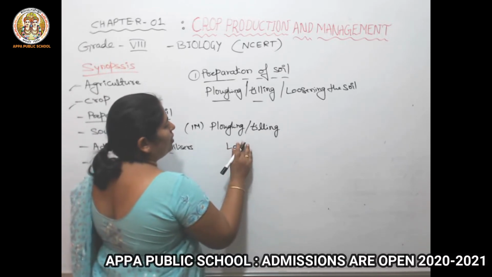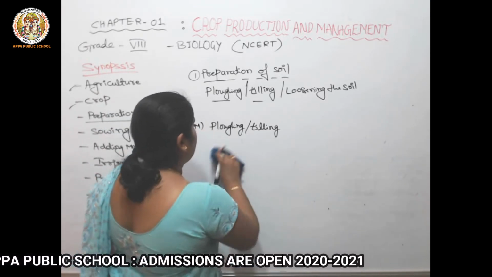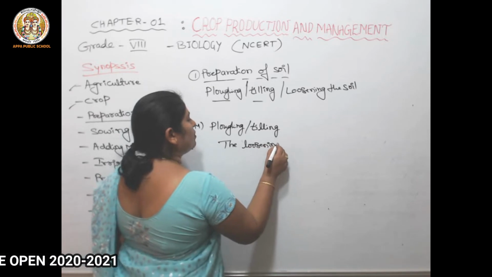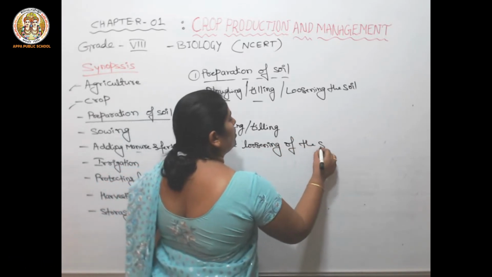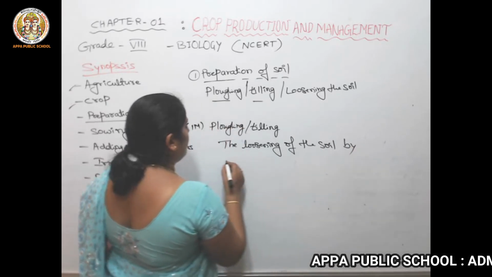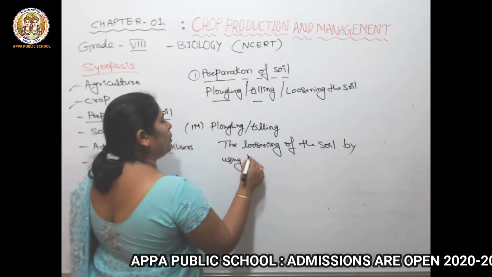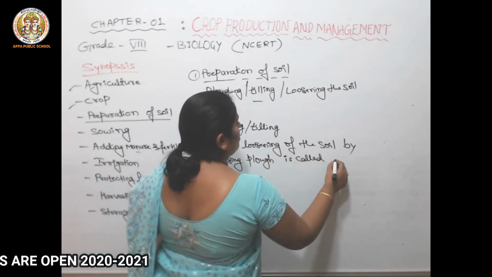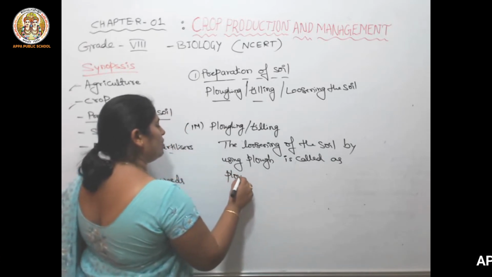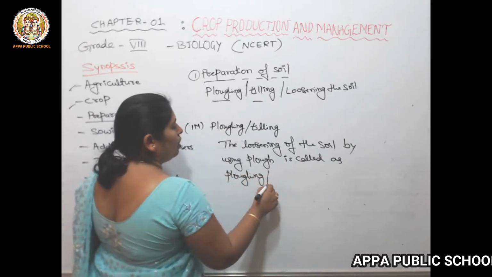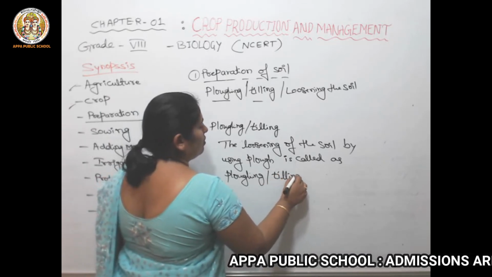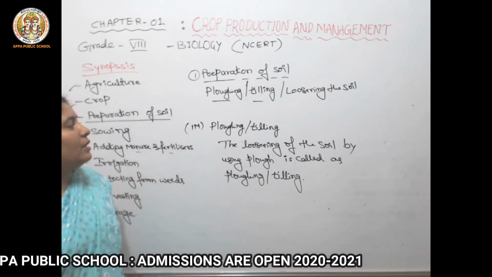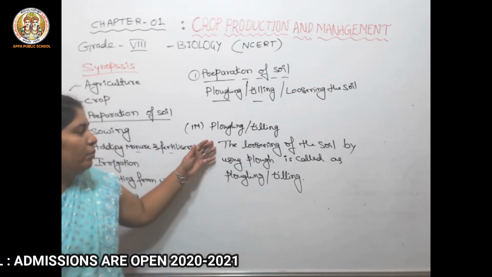The loosening of the soil by using a plow is called plowing or tilling. Right? So this is the definition. I am sure there will be one more question from this part. Plowing or tilling definition. Okay, the loosening of the soil by using a plow.